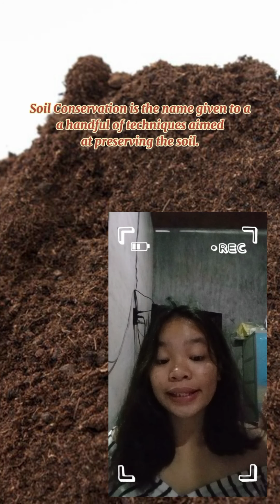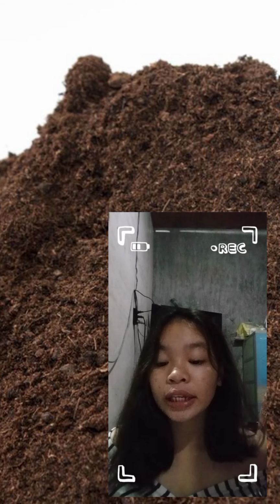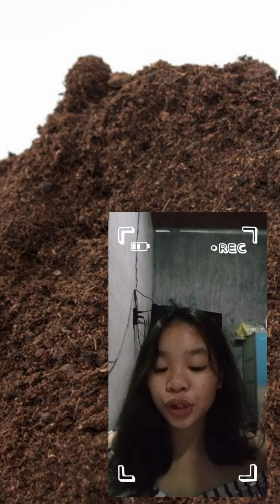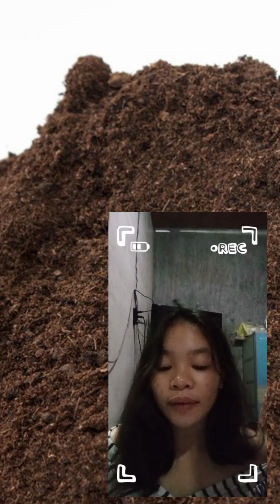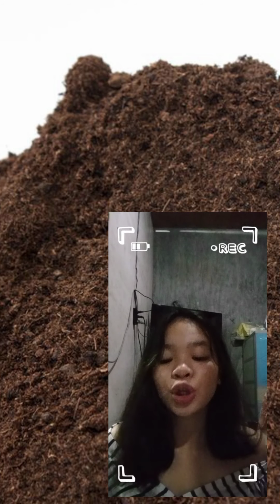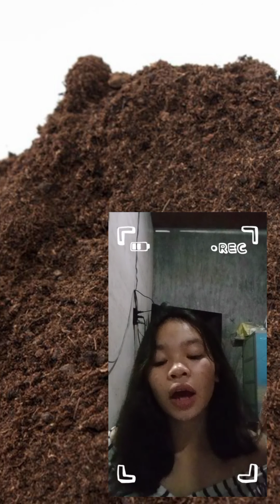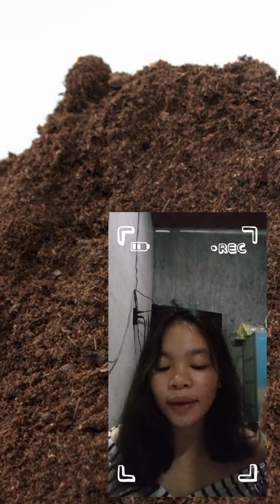Soil conservation is the name given to a handful of techniques aimed at preventing soil loss and loss of soil fertility, which can be traced back to several causes including overuse, erosion, salinization, and chemical contamination. Unsustainable subsistence farming and slash and burn clearing methods used in some less developed regions often cause deforestation, loss of soil nutrients, erosion on a massive scale, and sometimes even complete desertification.